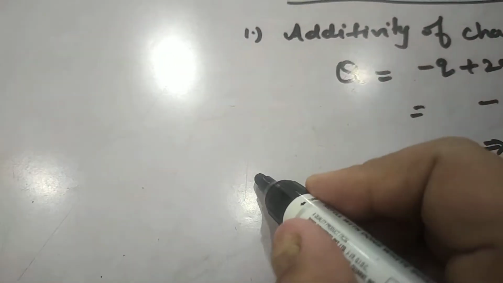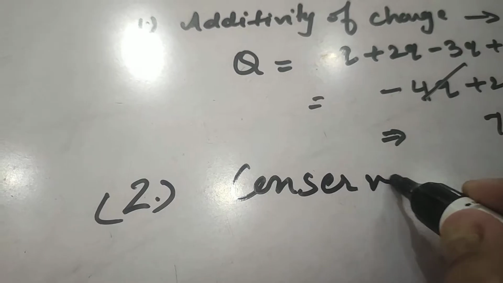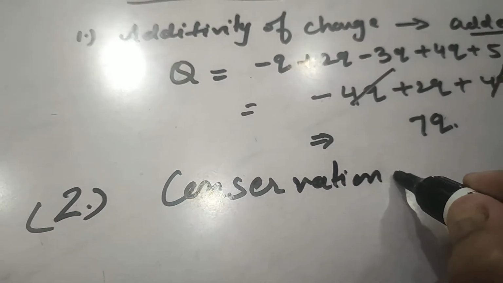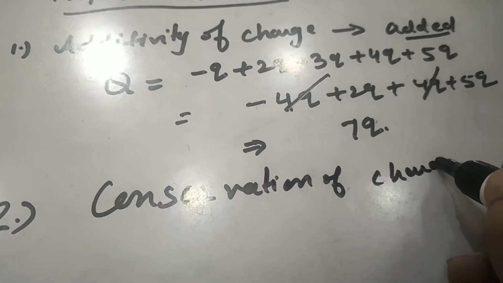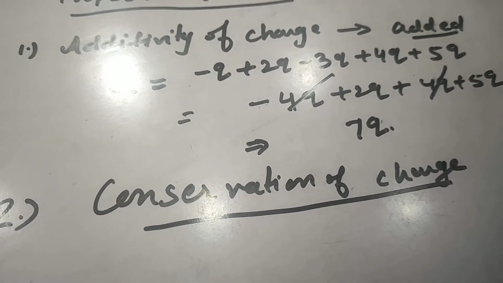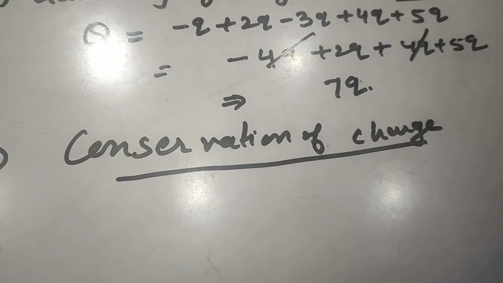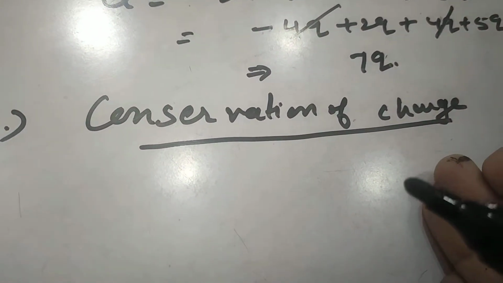Now the second property is conservation of charge. Conservation, we all know, means anything which can neither be created nor be destroyed. When we are talking about the charge, it means the charge can neither be created nor be destroyed.